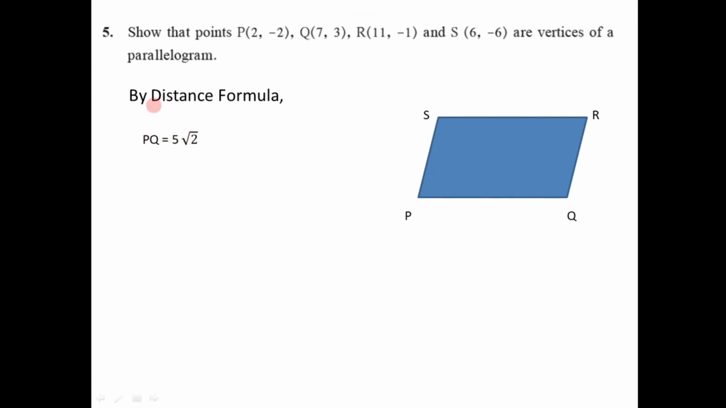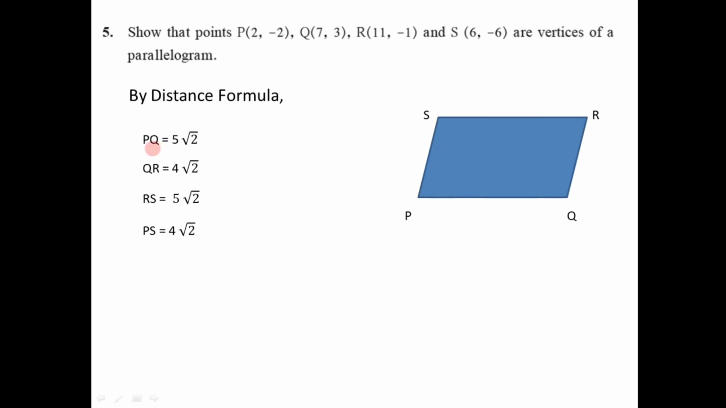In the same way, if we use this distance formula to find the distance between points Q and R, that is to find the length of segment QR, we get QR is equal to 4 root 2. In the same way, we can find the length of segment SR. It comes to be 5 root 2. And similarly, the length of segment PS will be 4 root 2. So here you can check it out whether the lengths of these 4 sides are 5 root 2, 4 root 2, 5 root 2 and 4 root 2 or not.